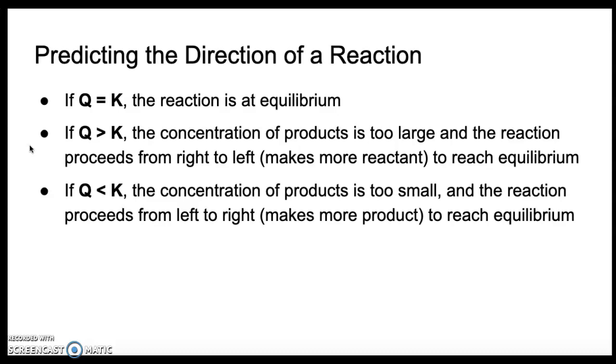So thinking about our example that we just did, we saw that Q was greater than K. Q was 0.5 and K was 0.1 something. So what that means is at the conditions given, there was too much of the products and the equilibrium is going to shift towards the left to make more of the reactant.